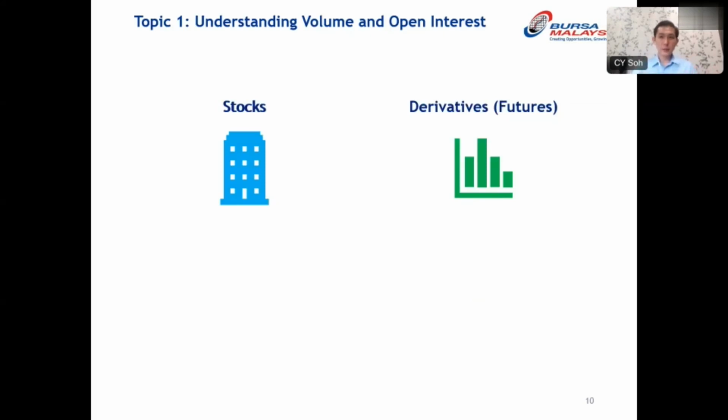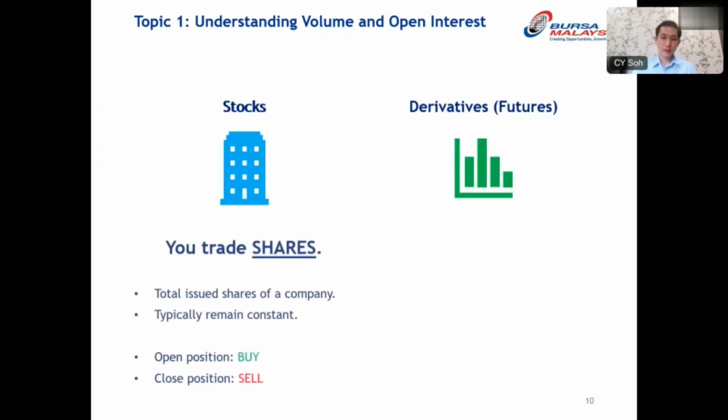Now, you need to understand the differences between stocks and futures. I understand a majority of you are coming from stock trading experience, right? Which is why when it comes to futures trading, there is something a little bit different compared to the stock market. So here you need to be able to differentiate between stock and futures. The first thing, in the stock market, you trade company shares, right? The total number of issued shares of a company usually remains constant. If the company doesn't issue any rights or any new shares, the shares typically remain constant.